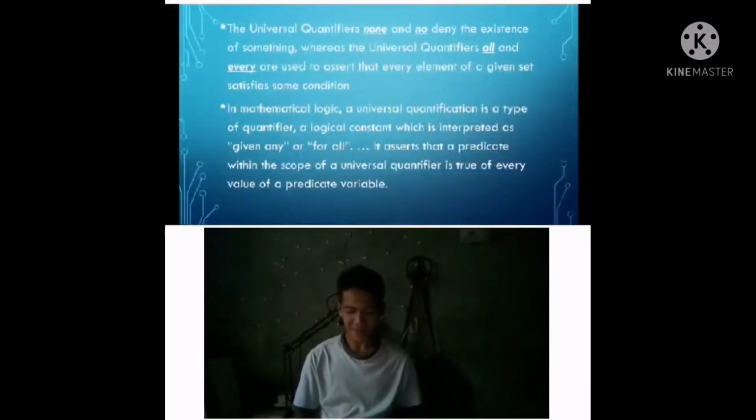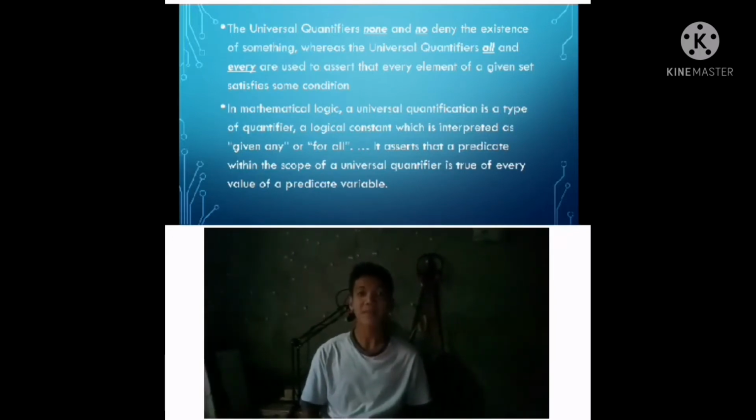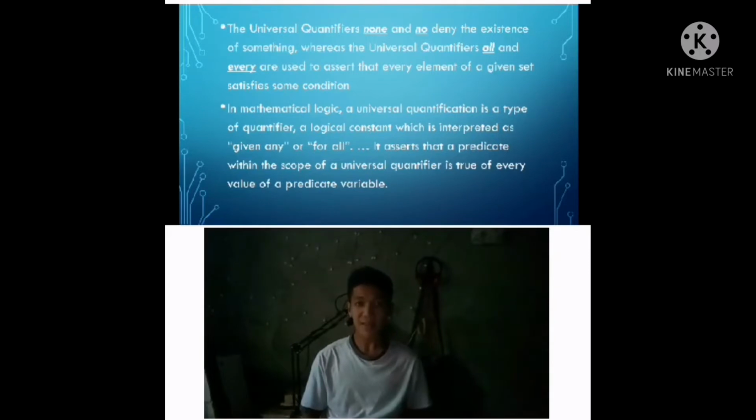In a statement, the words none, no, all, and every are called universal quantifiers. The universal quantifiers none and no deny the existence of something, whereas the universal quantifiers all and every are used to assert that every element of a given set satisfies some condition. In mathematical logic, a universal quantification is a type of quantifier, a logical constant which is interpreted as given any or for all. It asserts that a predicate within the scope of a universal quantifier is true of every value of a predicate variable.